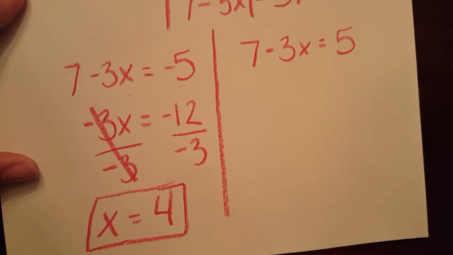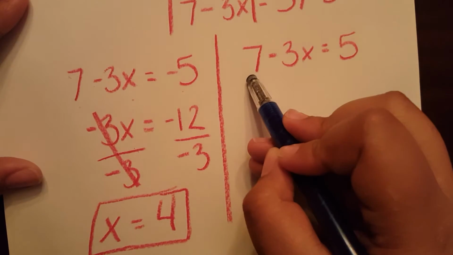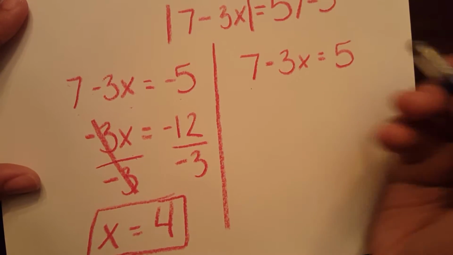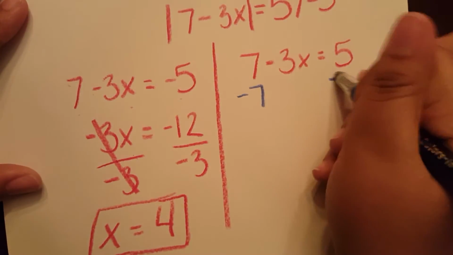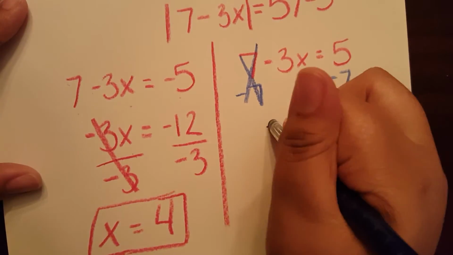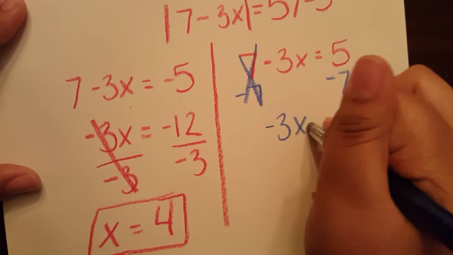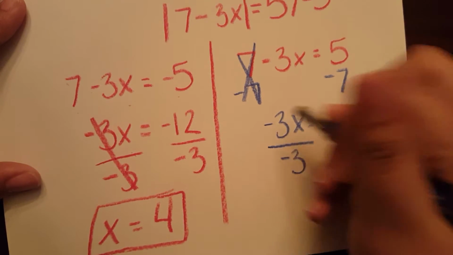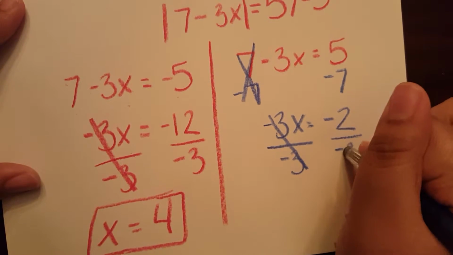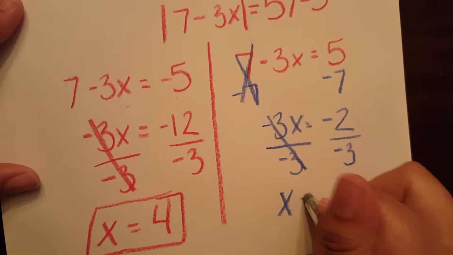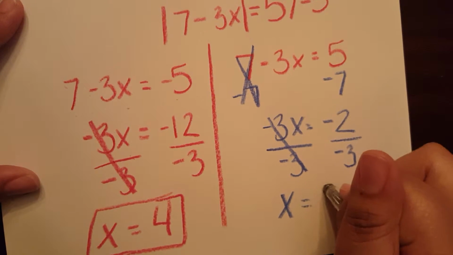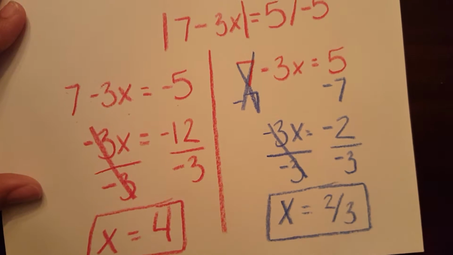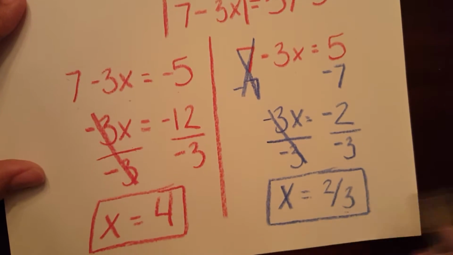So now we're going to do the other side, which will be, we need to get the x by itself. So we need to put the 7 over here with the 5. So it'll be minus 7, minus 7. Let's cancel out. So it'll be negative 3x equals negative 2. So we need to get the x by itself. So these cancel. Negative 3. So your other answer is x equals 2/3. So for number 1, your answer is x equals 4 and x equals 2/3.